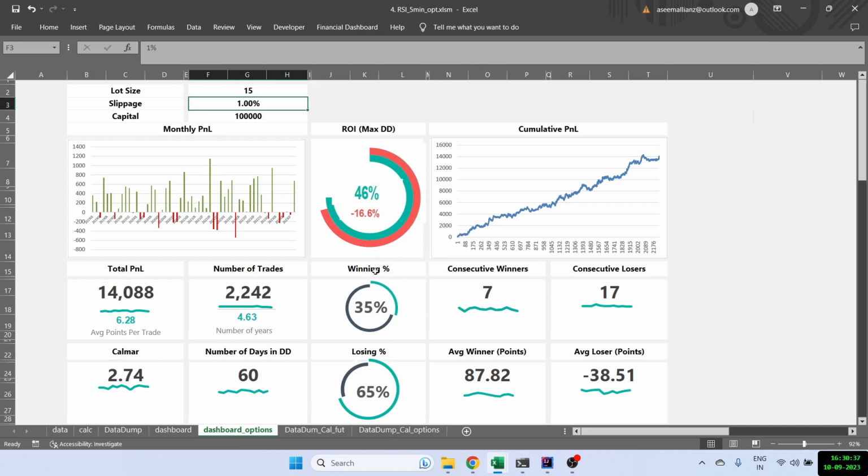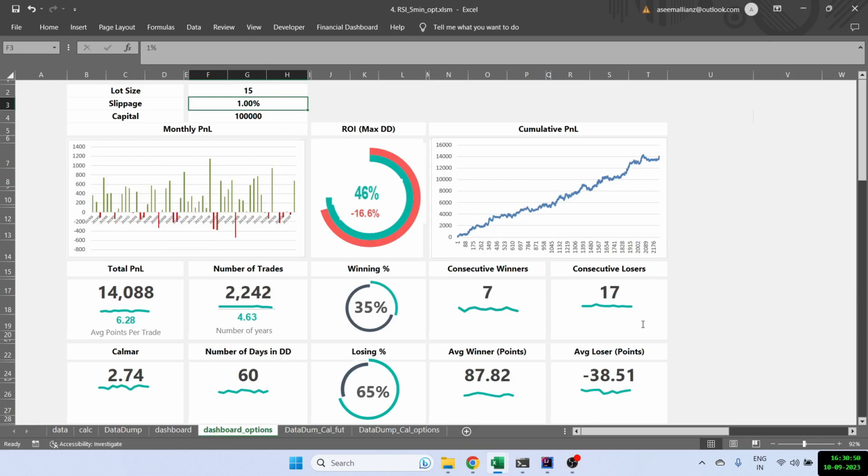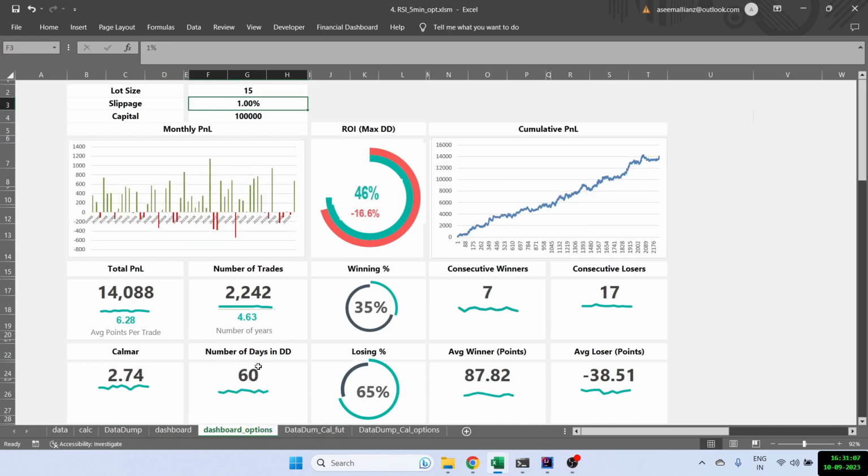My winning percentage has increased from 30 to 35%. Why are we getting a better percentage? Because I'm getting the benefit of theta decay, and my consecutive losers have come down. So from 28, it has come down to 17. But still, there are 17 losers that can happen, right? So this is a big issue, I would say. This is the only issue perhaps, because my number of days in the DD is 2 months, which is again, it was 112 days in futures, but it's 2 months in options, right?